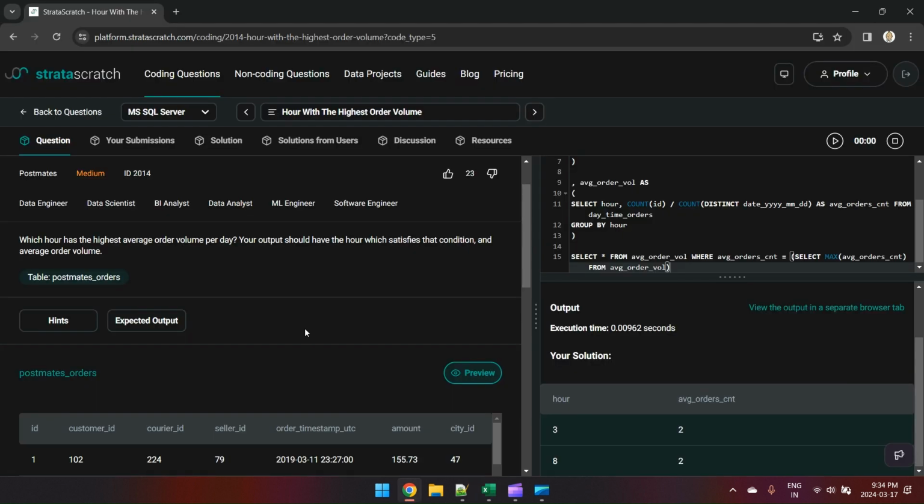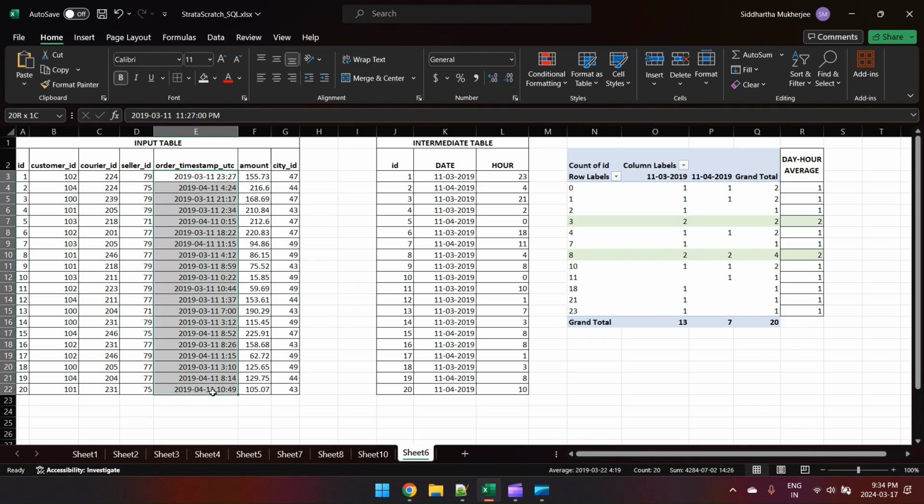Now let's get back to the problem and try to understand. It says which hour has the highest average order volume per day. The sales can happen over multiple days, right? So for example, here you see some of the sales happened on 11th of March and some of them happened on 11th of April. And they also have a distinct timestamp. So these last 5 bits or so, 23:27, 4:24, these are the times when the sales happened.